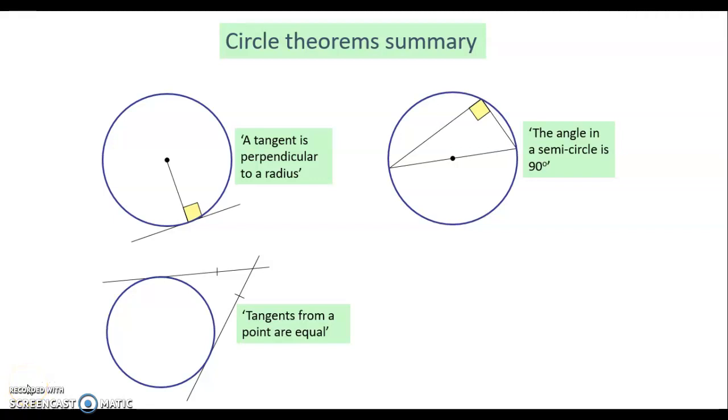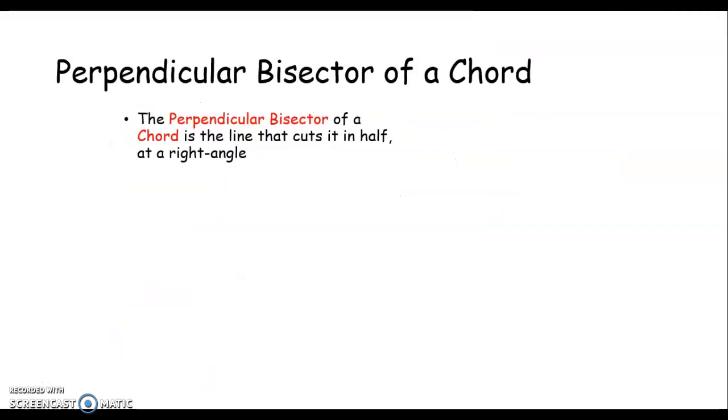We've already looked at these three circle theorems, and we're going to add one more in. So let's talk about a perpendicular bisector of a chord. The perpendicular bisector of a chord is the line that cuts the chord in half at a right angle.